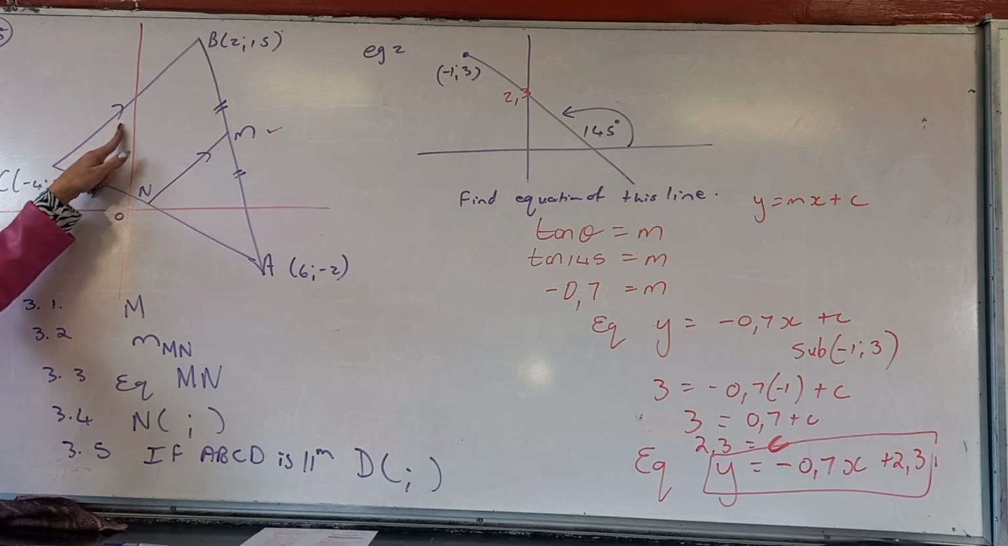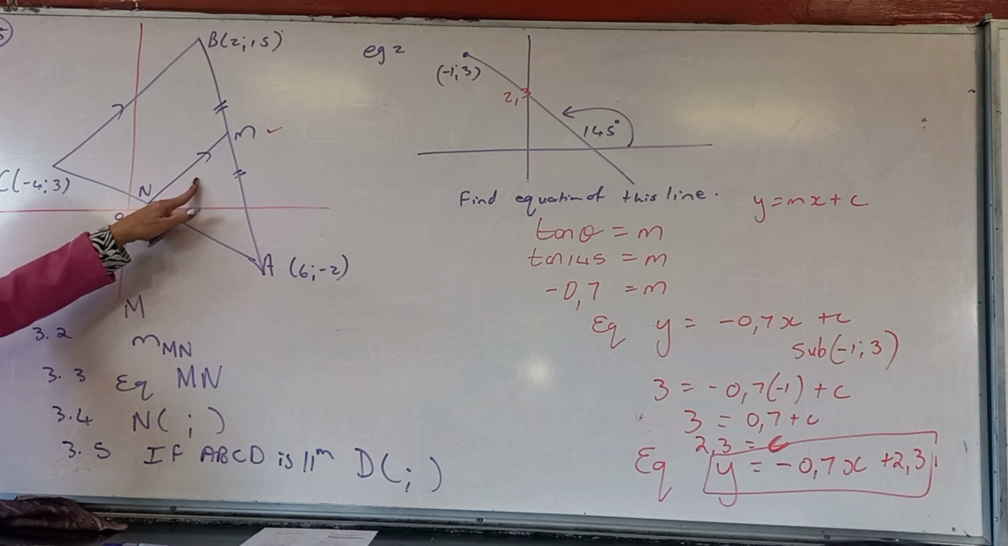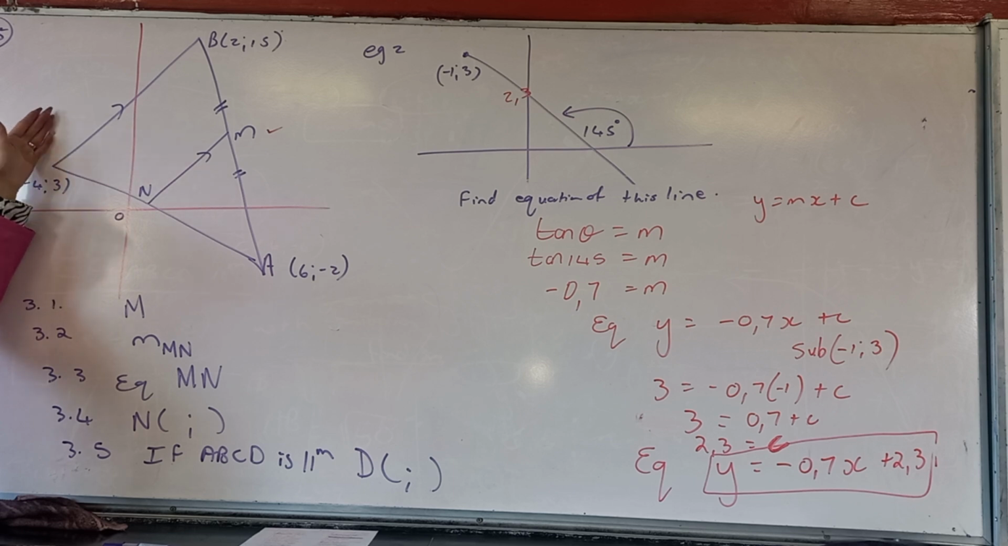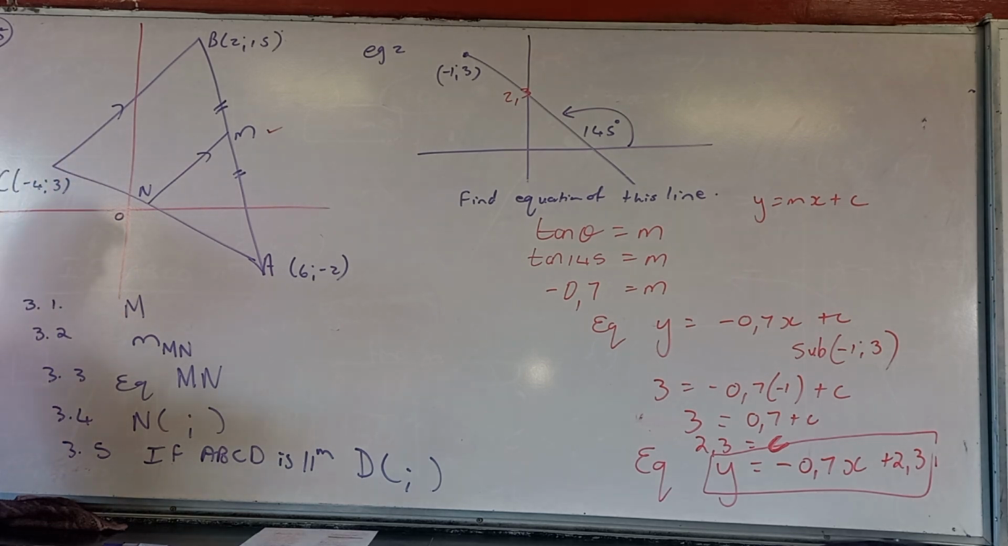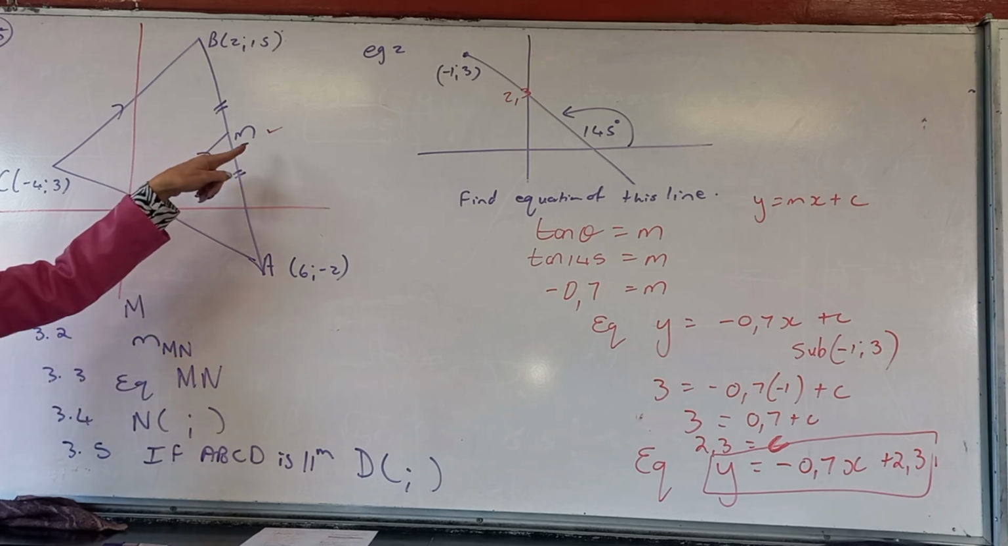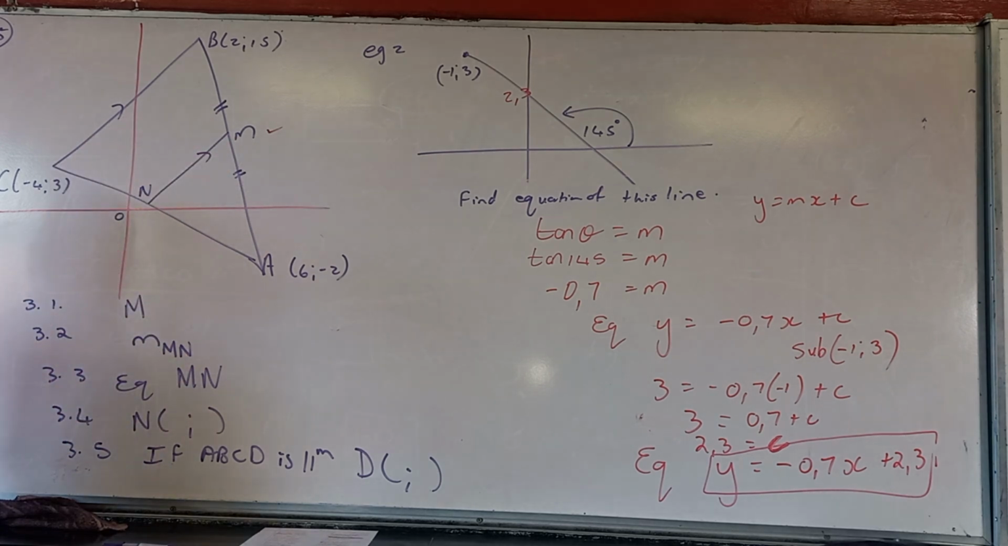Parallel lines. This gradient, which I can't find because I don't have enough information, will be the same as that one. So work out this one's gradient. You see how you must think about it? Okay? Then you must find the equation of MN. Would you be able to do that now? Yes. Because once you've got the gradient, you can find the equation because you need a point, which I have, M, from the start. Then they're asking me for N, which is another point. Would I be able to find point N?